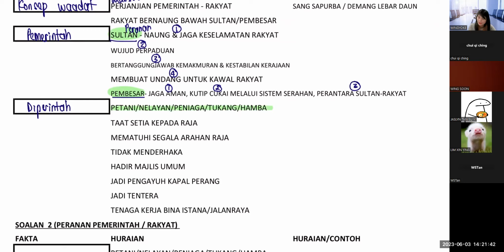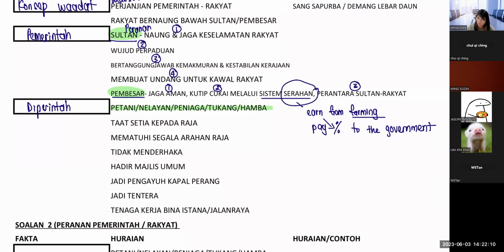What is serahan? System serahan means that we earn from farming, example, and then we need to pay depending on how much we farm. We pay don't know how many percent from the earning to the government. That's why we call it as serah, pay or give. Okay. We have another one called system kera. System kera means we work for free for the government.